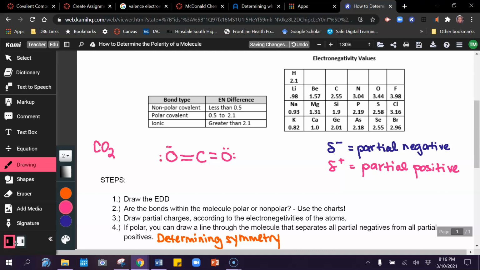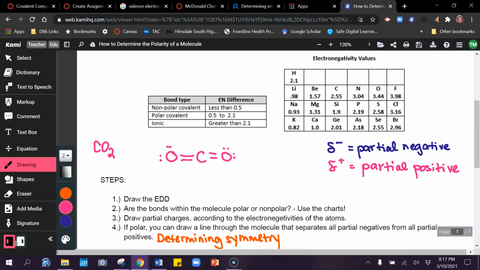Now notice that this is not a bent molecule. It's got 3 atoms like water, but the difference between carbon dioxide and water is that my carbon, which is in the center of the molecule, has no unshared pairs around that central atom. Water did, and that's what caused it to be bent. But CO2 is linear triatomic. It's in a straight line because we do not have any unshared pairs around that central atom.